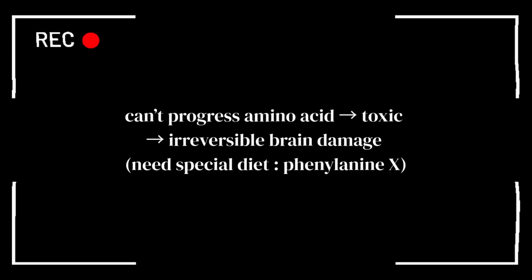When levels become too high, it becomes toxic to the brain. If untreated, PKU can cause irreversible brain damage and intellectual disability. However, there is good news. PKU can be controlled with a special diet low in phenylalanine. That's why newborn babies are usually tested for PKU shortly after birth. Early detection allows doctors to prevent brain damage.